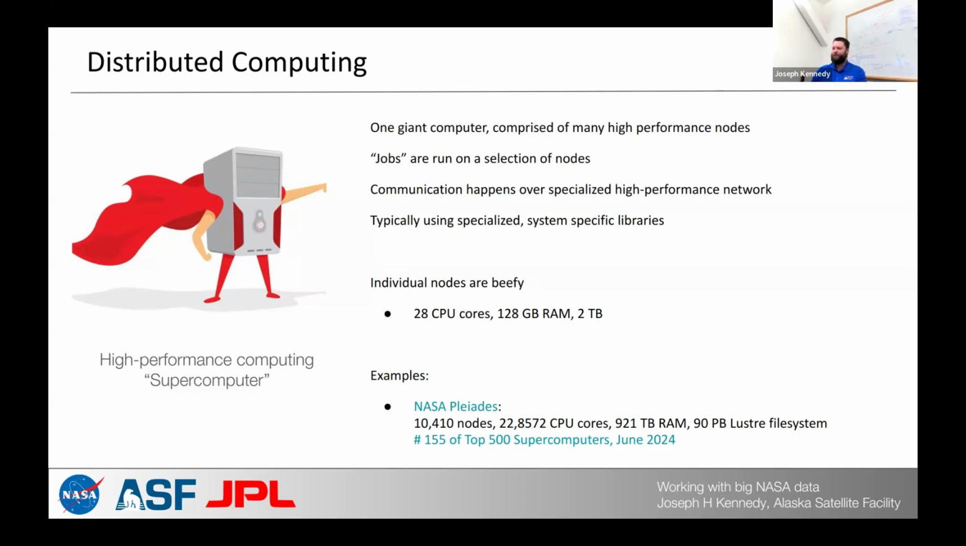Individual nodes are beefy. If you're talking NASA Pleiades, for example, it'll have 28 CPU cores, 125 gigs of RAM, and 2 terabytes of disk available to you. So that's significantly larger processing on an individual node level. NASA Pleiades, which many of you may have access to, is 155th of the top 500 supercomputers in the world. That's 10,000 nodes, 22,000 CPU cores, effectively a petabyte of RAM, and a 90 petabyte cluster file system.